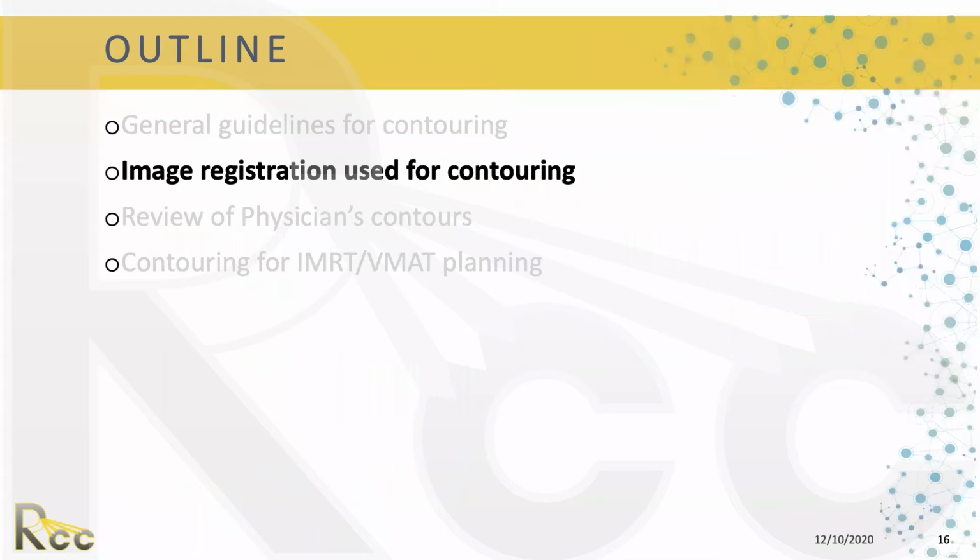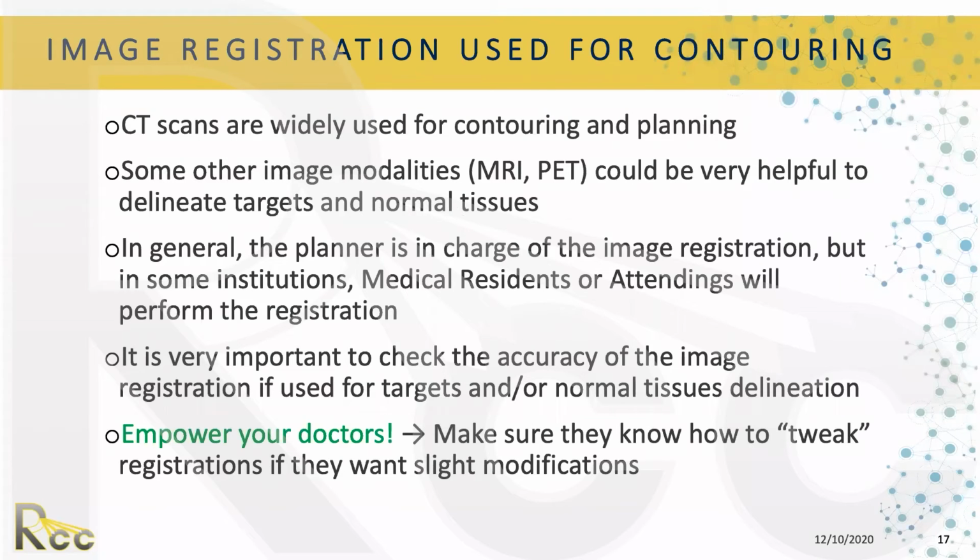So the next topic that I want to go through quickly is image registration that we use for contours. Normally, the CT scan is what we use for planning, but very often the physicians would like to use MRIs or PET scans to delineate targets and normal tissues or OARs, because you can see the boundaries between targets and certain OARs much better.